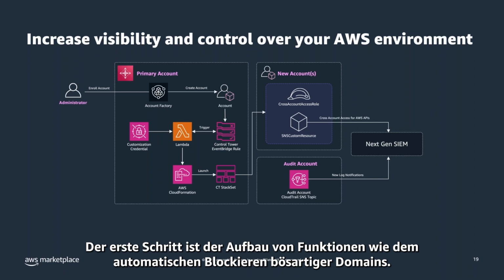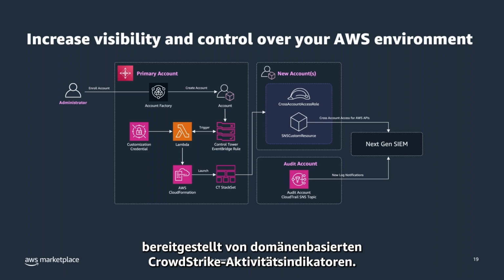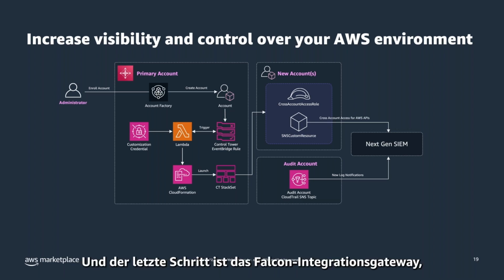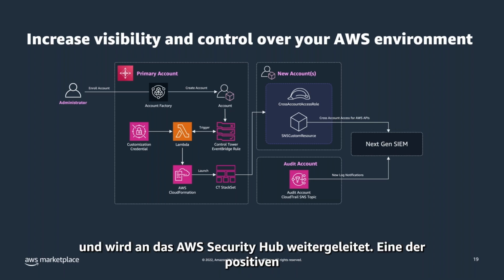And the third step is to build capabilities like automated blocking of malicious domains. You can do it via AWS Network Firewall based on CrowdStrike detection alerts, or perform threat hunting delivered from CrowdStrike domain-based indicators of activity. And the last step is that the Falcon integration gateway will publish detections identified by CrowdStrike Falcon for instances residing in your AWS environment to AWS Security Hub.